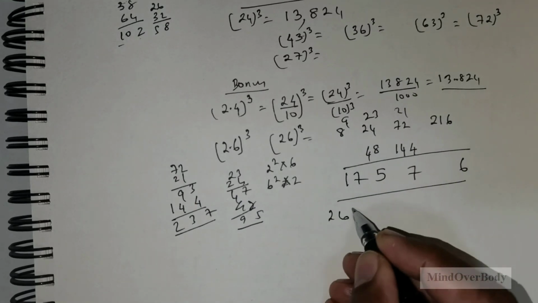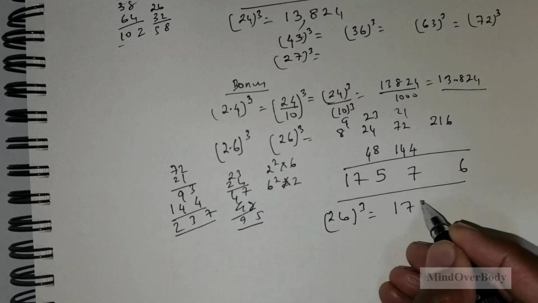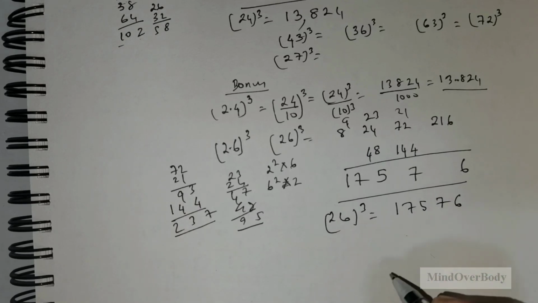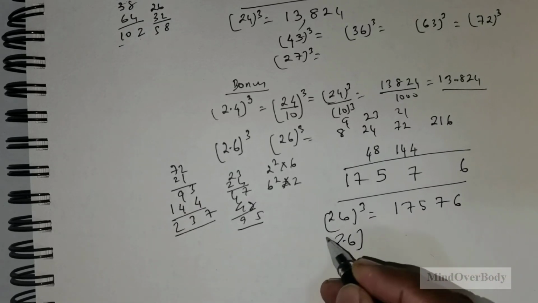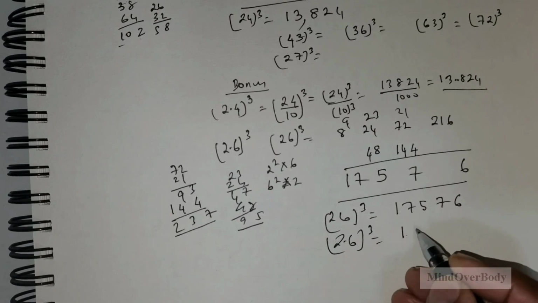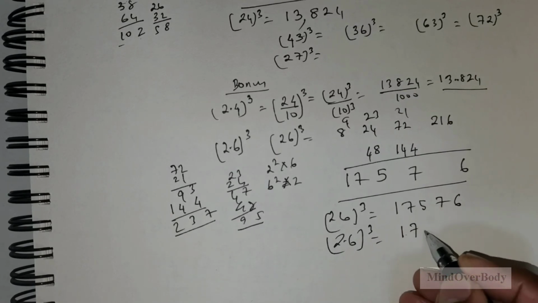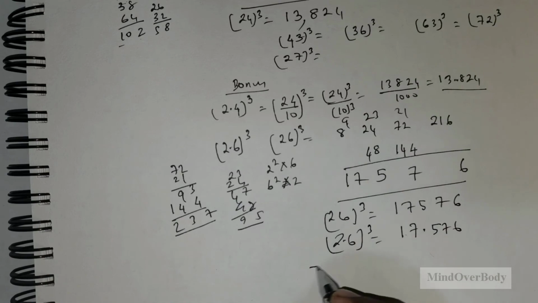So 26 cubed is 17576. This is what you've got, but they want you to find what is 2.6 cubed. So that is going to be 17.576. After 3 places, place a decimal and give the solution.